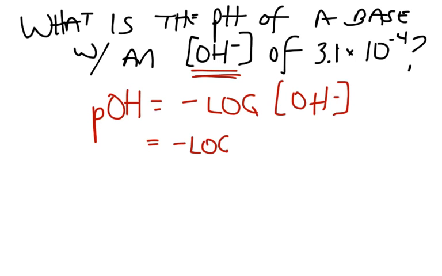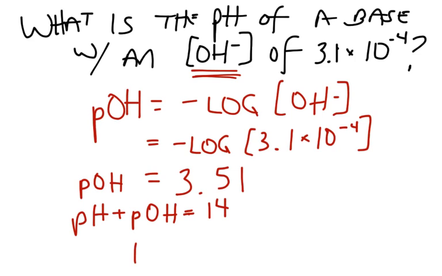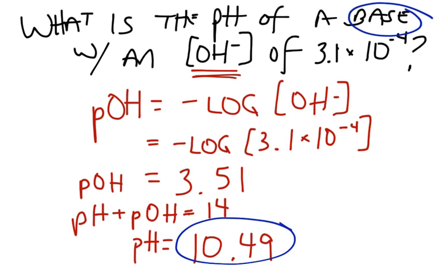So plug and chug time: negative log of my 3.1 times 10 to the negative 4th. And when I put that in my calculator, I get 3.51. That's my pOH. But the question wanted to know, what's my pH? So I go back to the idea of pH plus pOH equals 14. So I know my pH has got to be 14 minus 3.51. Oops, made a calculator mistake there. 14 minus 3.51 gives me a pH of 10.49. I do my little logic check. That's a base, that's over 7.